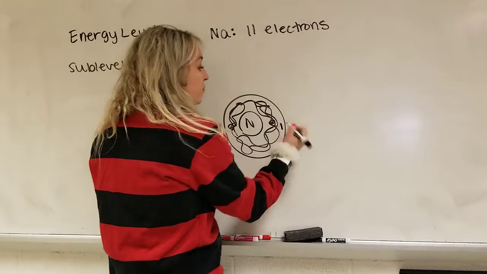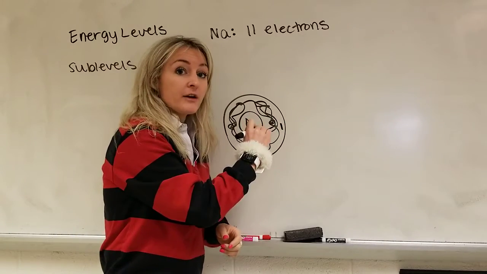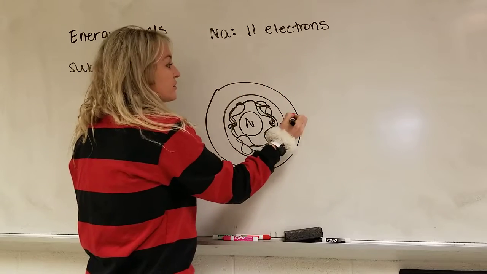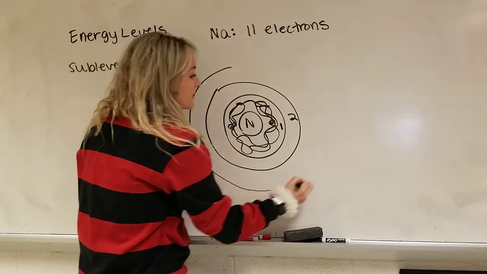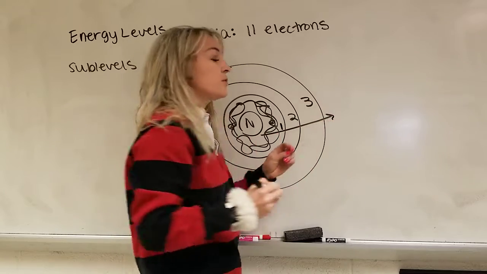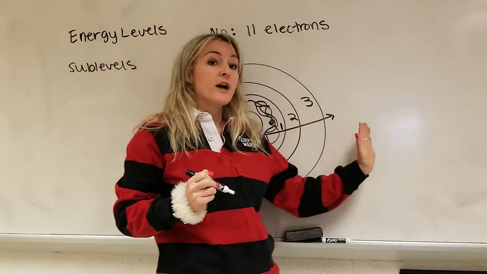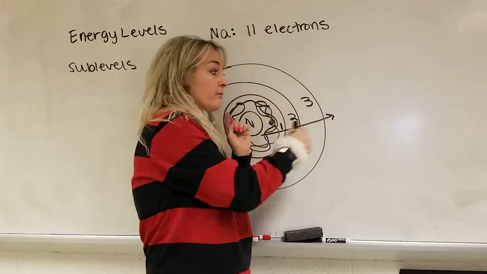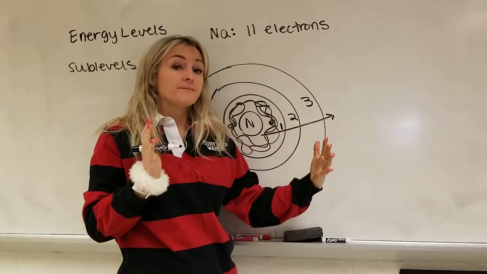This is energy level 1 because it was the first shell that I drew. This is going to be energy level 2, and then this is going to be energy level 3. So as you get farther away from the nucleus, there are more energy levels. It just means the boundary of where the electrons move around in is going to be a little bit bigger.